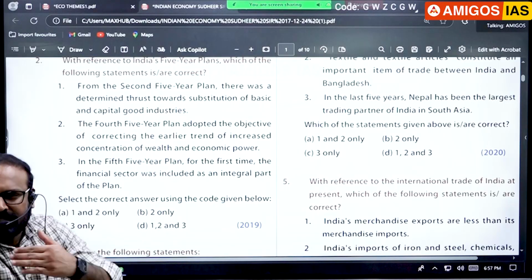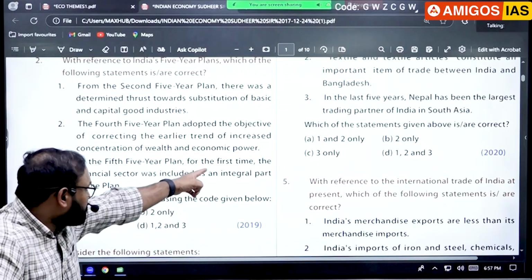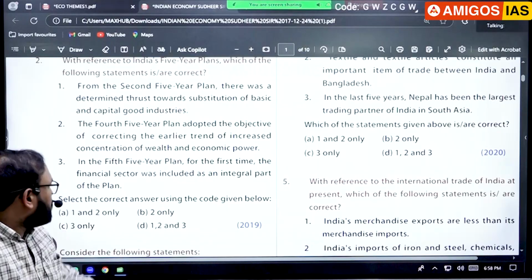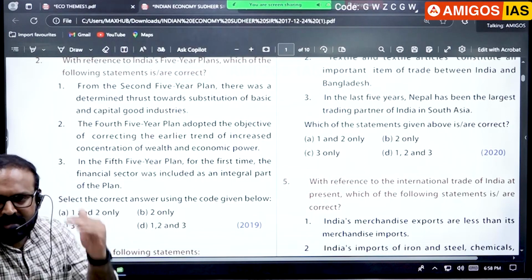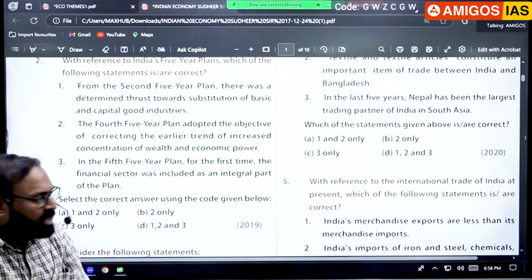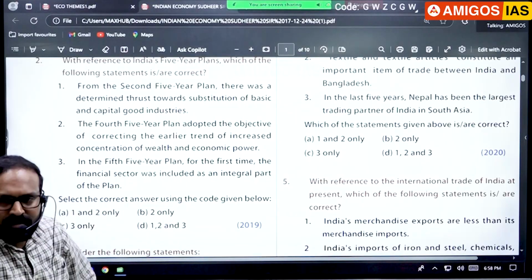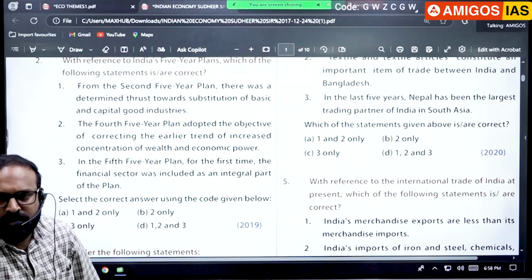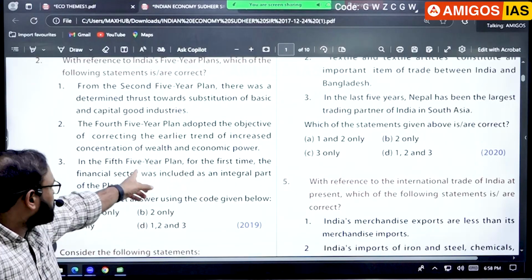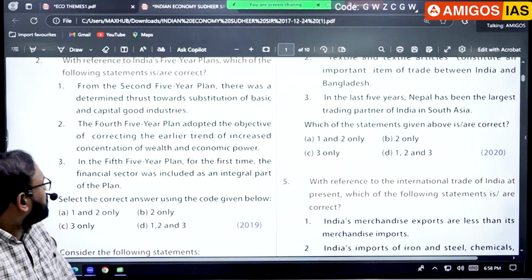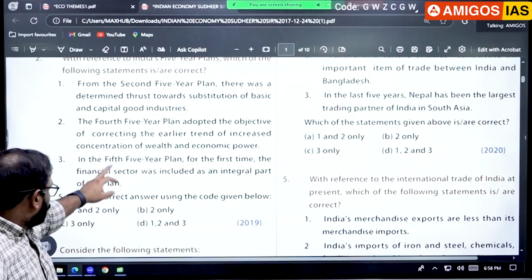Now, I said extreme words like 'for the first time' are mostly wrong statements. And if you don't understand what comes under financial sector, you can't answer this. So financial sector is all about banking network. And what is the first reform introduced in financial sector? Nationalization of private banks into public sector banks. That means it happened in fourth five-year plan. So take this out. Elimination. So 1 and 2 are the answer. Where is that? A. Next.